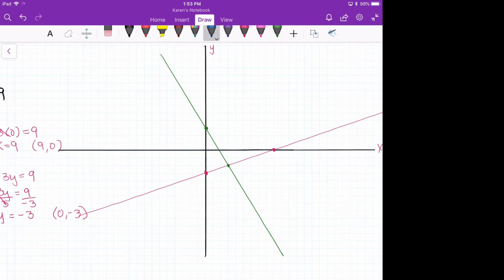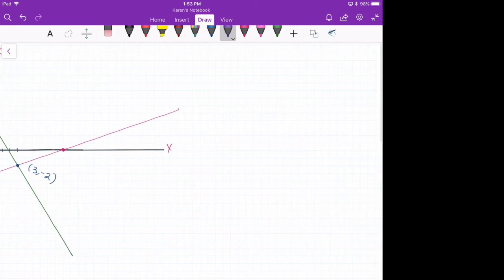There we go. It seems like the point that they cross is right there at 1, 2, 3 on the x-axis, 1, 2, -2 on the y-axis. I believe it's the point 3, -2. Would be a good idea to check. You don't have to, but it's a good idea. So I'll go ahead and check.